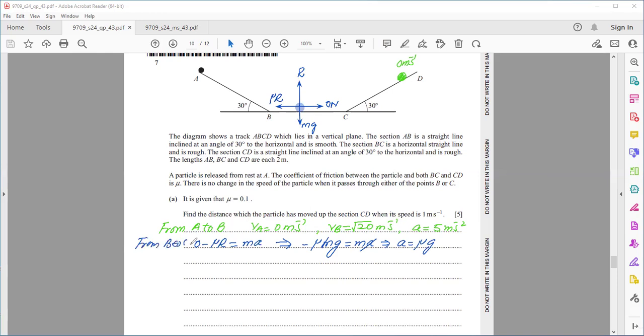From B to C, no initial velocity is given separately, because from A to B there is no change. So the initial velocity is equal to the velocity at point B, which is root 20. I'm discussing from B to C: the final velocity at point C is unknown, the acceleration a is mu times g, and the distance from B to C is 2 meters.